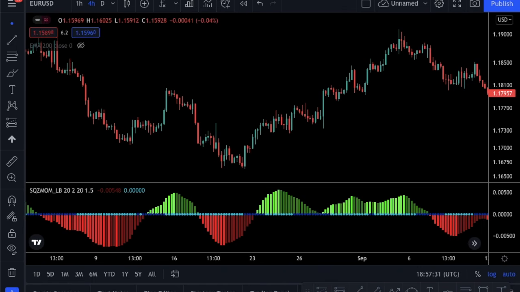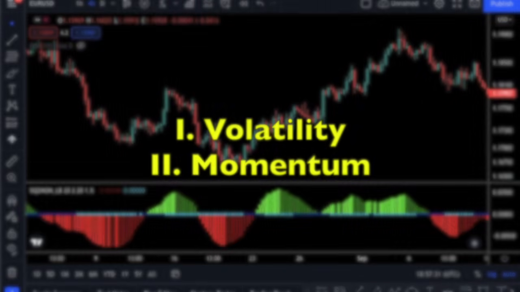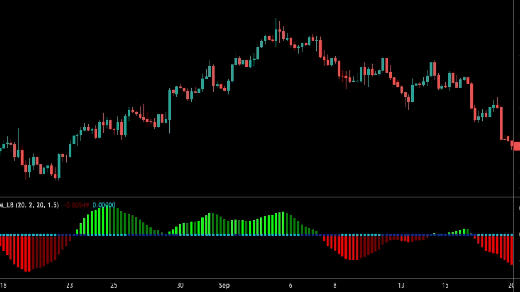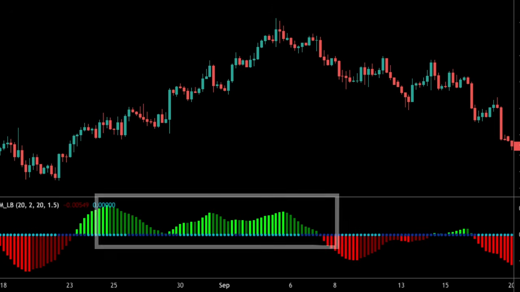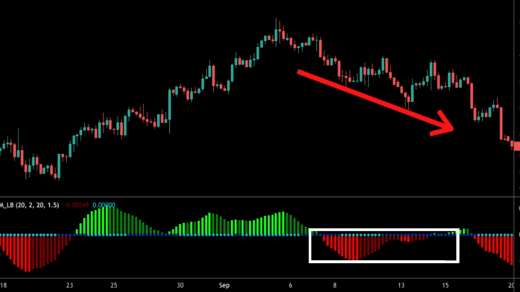Basically, the Squeeze Momentum Indicator indicates two things: volatility and momentum. Let's start with the bars. The bars on the indicator represent the amount of momentum in the market. If the bars are green, it means there is an upwards momentum in the market. And if the bars are red, there is a negative momentum. In our strategy, we will try to trade in the same direction with the momentum.